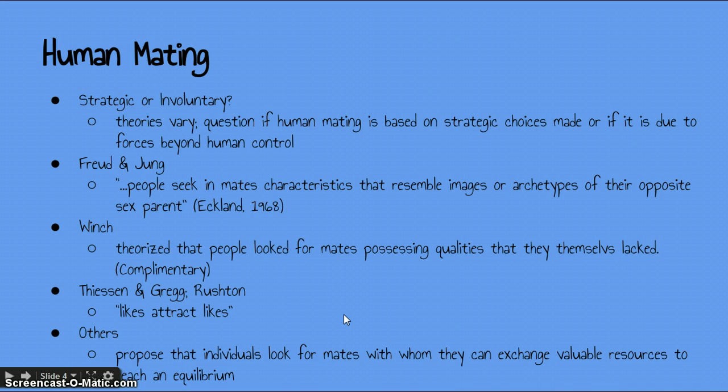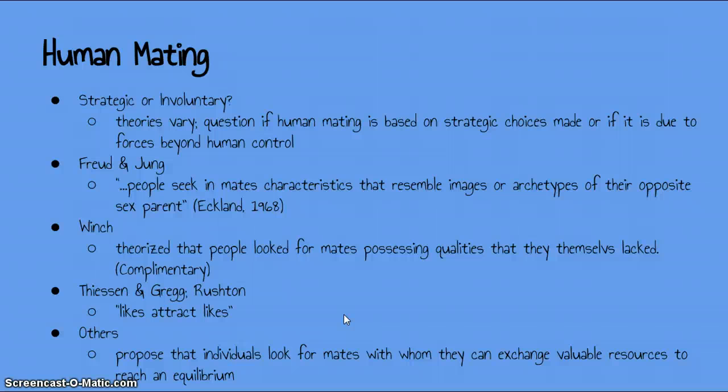Human mating. There's been a lot of controversy over whether it's strategic or involuntary. Theories vary on this subject. So they question if human mating is actually based on strategic choices made or if it's due to forces beyond human control. Freud and Jung thought that people seek in mates characteristics that resemble images or archetypes of their opposite sex parent. And this is an interesting view because you don't really think of yourself as choosing a mate based on, in my case, my dad's characteristics or anything like that, but that was their viewpoint on the subject.